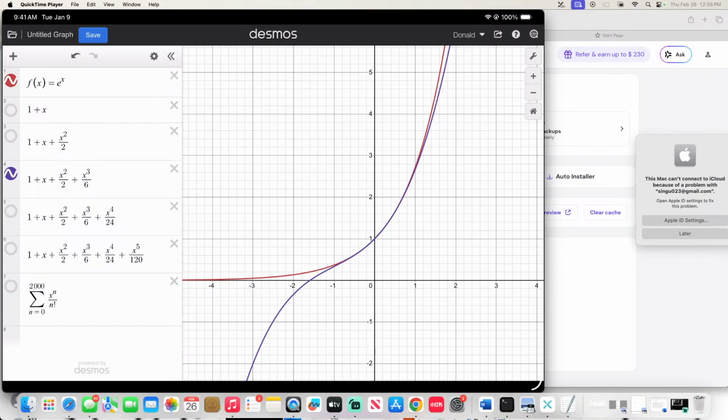Is that like where you do the sine graph and it goes that way? Yes, and we're going to get there tomorrow. But here we're going to start with e to the x.